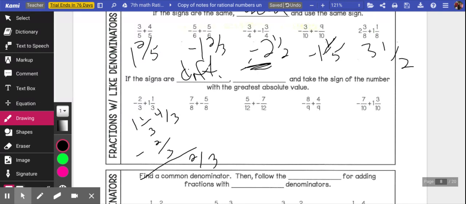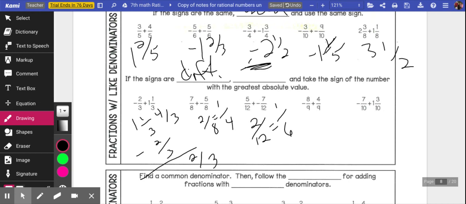Okay, next one, 7/8, we're subtracting because the signs are different, so we could really just do this right across. It ends up being 2/8, which is 1/4. Okay, next one, you need to make sure you do 7 minus 5. And so that ends up being 2/12, which equals 1/6.